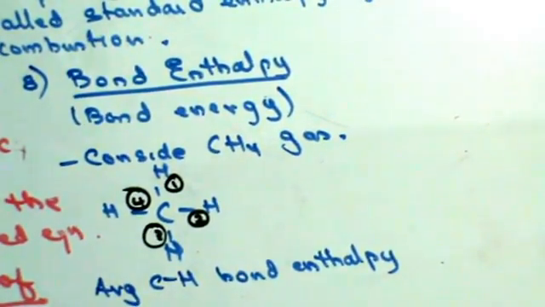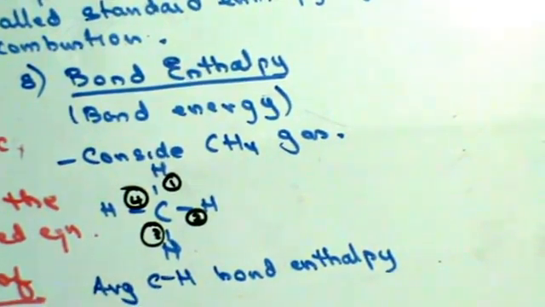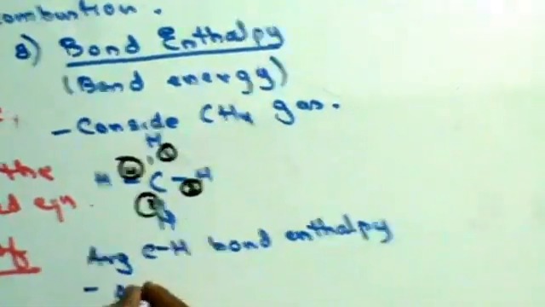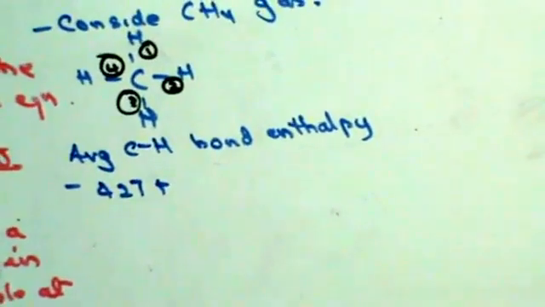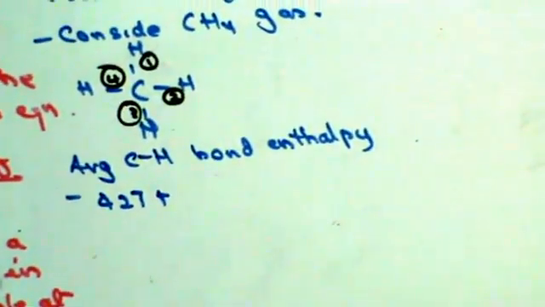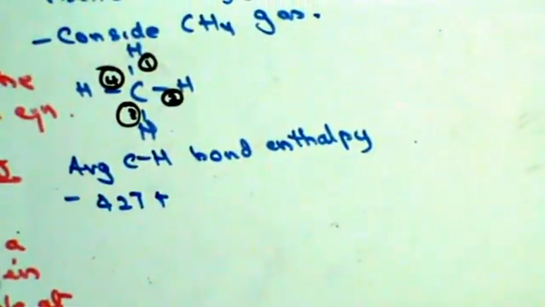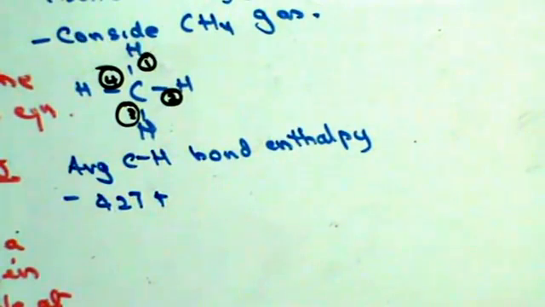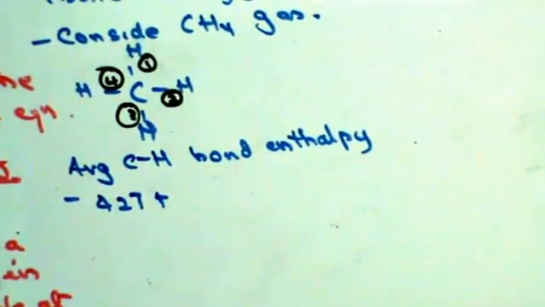Now, the amount of energy required to break each of the C-H bonds is not the same. The amount of energy required to break the first C-H bond is say 427 kilojoules. The amount of energy required to break the second C-H bond is different, because once the first bond is gone, carbon is going to turn into a carbonium ion, a positively charged ion. Hence, there will be a greater force of attraction.